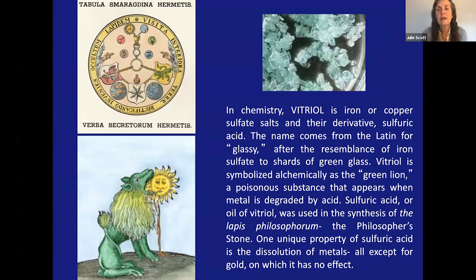In chemistry, vitriol is iron or copper sulfate salts and their derivative sulfuric acid, which is used in alchemical processes. The name comes from the Latin for glassy, after the resemblance of iron sulfate to shards of green glass. Vitriol is symbolized alchemically as the green lion, a poisonous substance that appears when metal is degraded by acid. And you can see the green lion in that image. Sulfuric acid, or oil of vitriol, was used in the synthesis of the lapis philosophorum, the philosopher's stone. One unique property of sulfuric acid is the dissolution of metals, all except for gold, on which it has no effect.